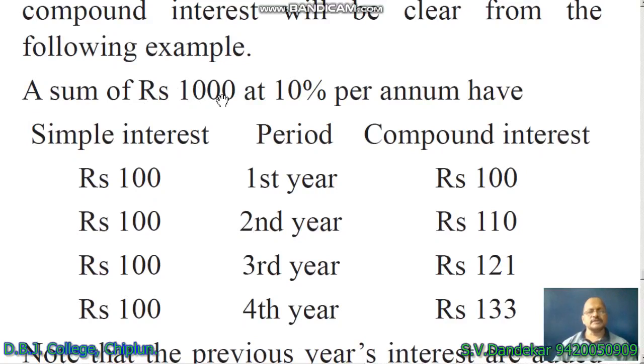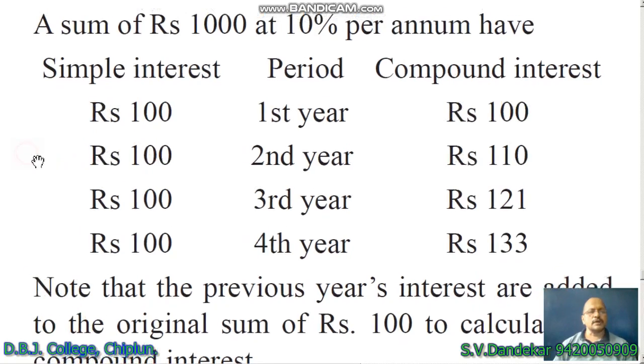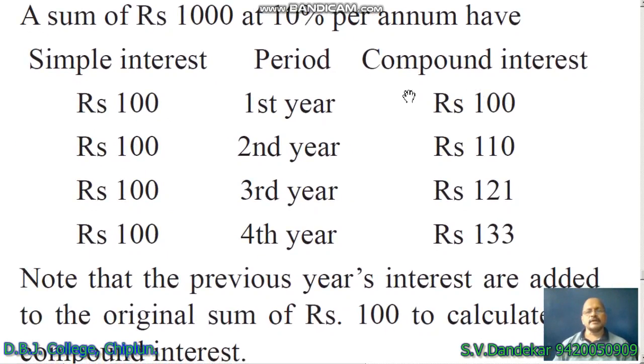A sum of rupees 1000 at 10% per annum will have simple interest of rupees 100 in the first year and compound interest rupees 100 in the first year. That is, for the first year the interest is the same for simple as well as compound interest. Now at the end of 2 years, that is the second year, the simple interest will remain the same, 100. That means total simple interest is 200, and the compound interest for the second year will be 110.